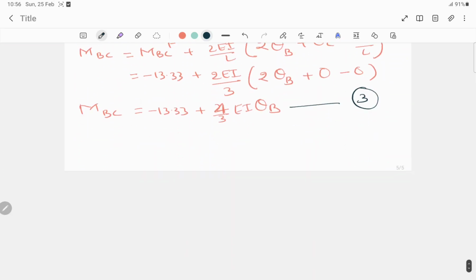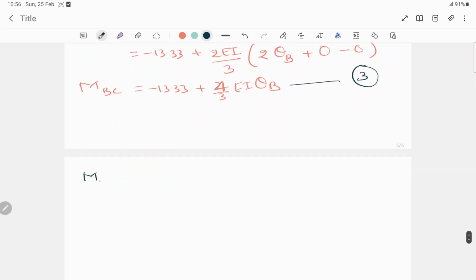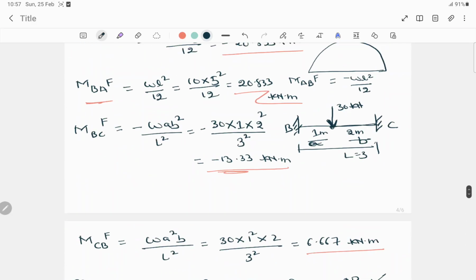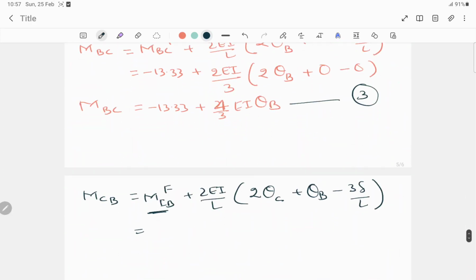Okay, now for moment about C to B, the equation will be MCB is the fixed end moment plus 2EI by L bracket 2 theta C plus theta B minus 3 delta by L. Now we have a value for this, we have already solved it. That is, for MCB it is 6.667.